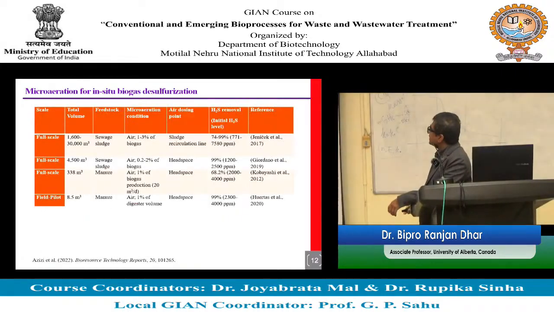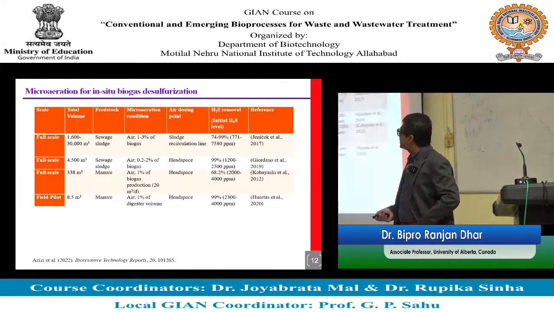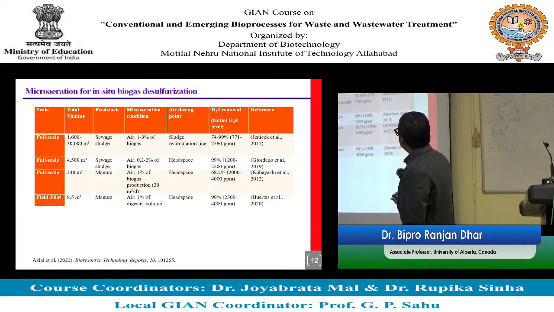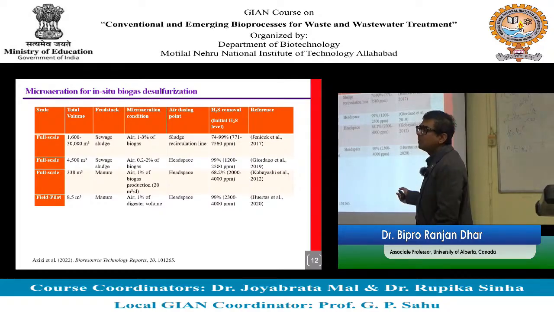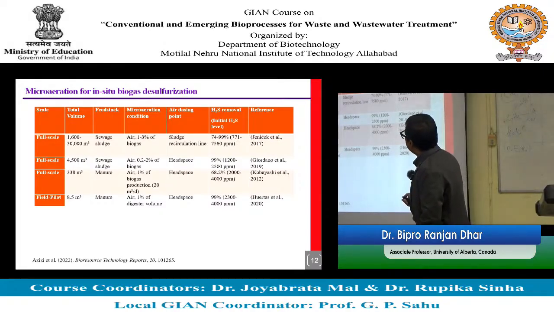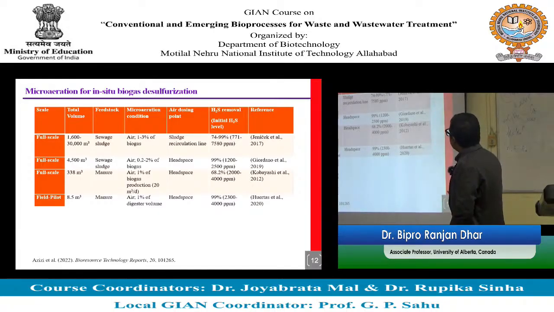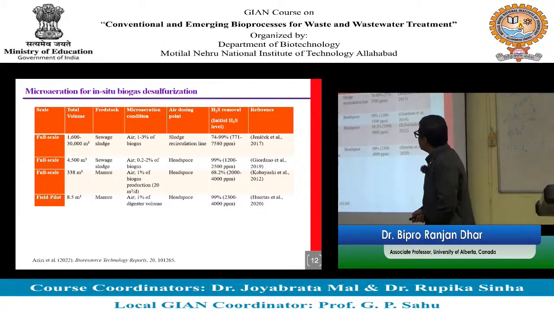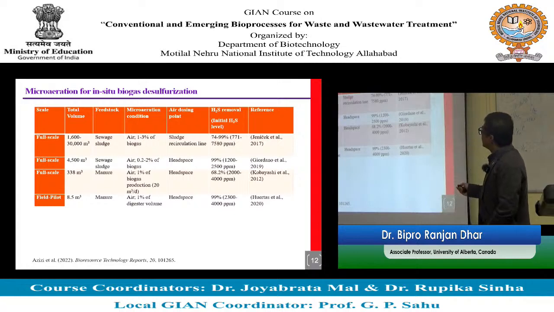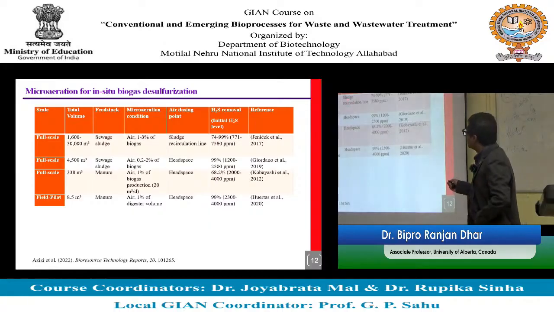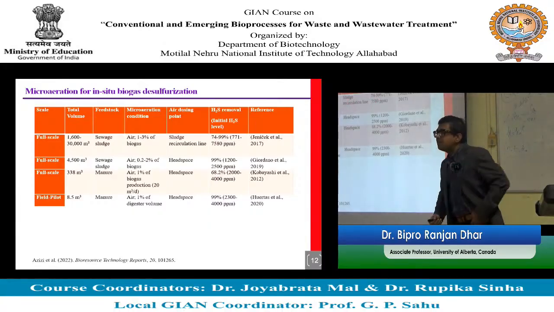Okay. And this is actually an example of a full-scale demonstration. You can see here this work was done in Europe in multiple AD facilities, where digester volume ranged from 1,600 to 30,000 cubic meters, and they used sewage sludge. The hydrogen sulfide level varied significantly from 700 to about 8,000 ppm. They applied air in the sludge recirculation line and could go up to 99% sulfide removal.